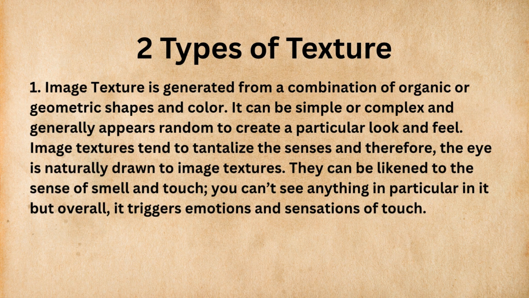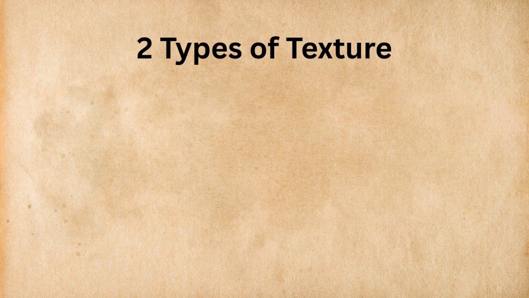Image textures tend to tantalize the senses, and therefore, the eye is naturally drawn to image textures. They can be likened to the sense of smell and touch. You can't see anything in particular in it, but overall, it triggers emotions and sensations of touch. Image texture can be environmental, biological, or man-made.